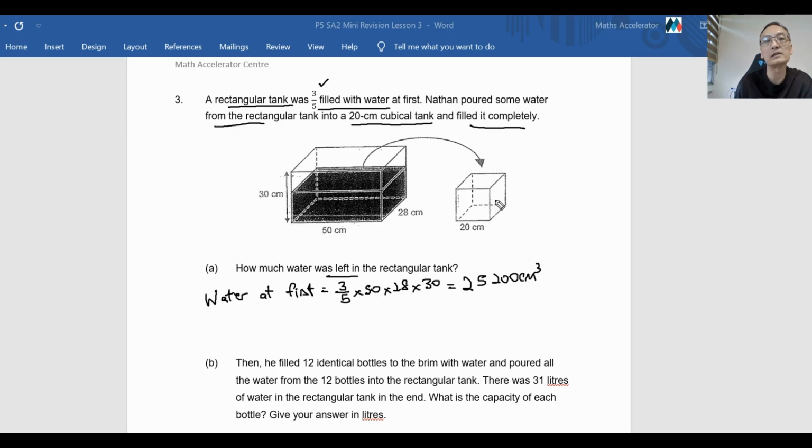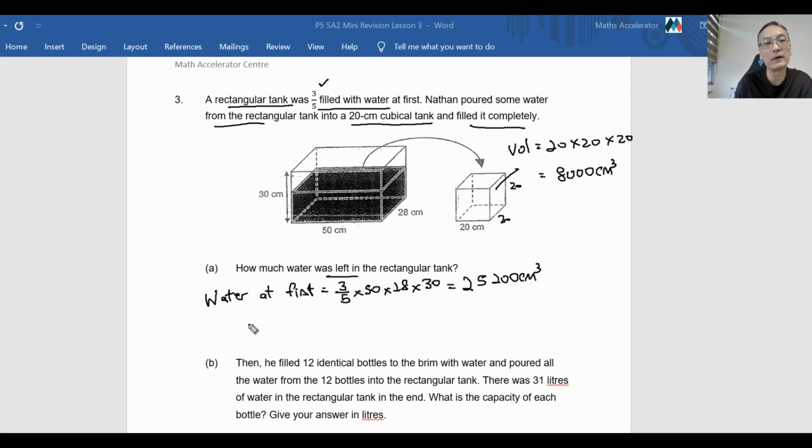Cubical tank means all sides are equal. So it's 20, here is 20. So let's find the volume of this tank. 20 times 20 times 20 is 8,000.